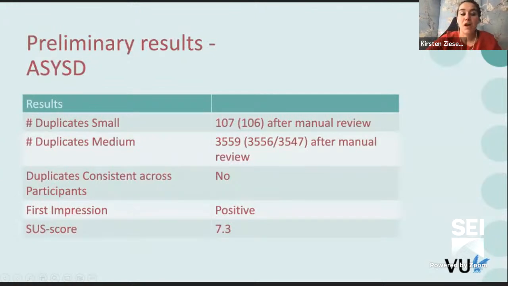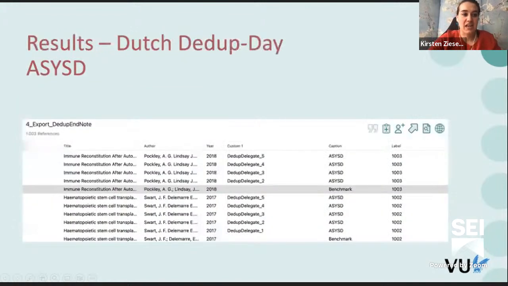The duplicates were not consistent across the participants, but our first impression during Dutch Dedup Day was very positive, and it received a SUS score of 7.3 out of 10, which was great. And this is how our results look. You can see this is from an EndNote screenshot where, in the custom one field, we put all the different Dutch Dedup delegates. And then in the caption field, we inserted what method was used to deduplicate all of the references.